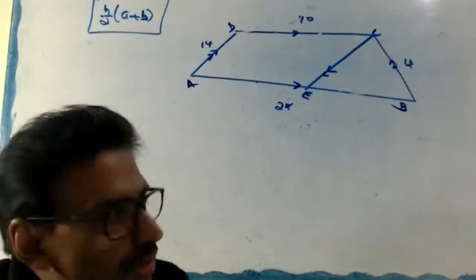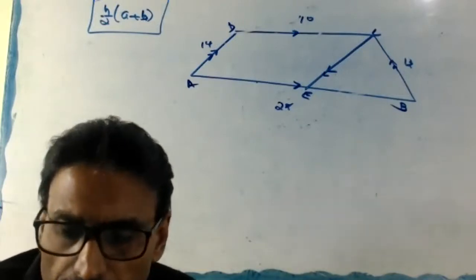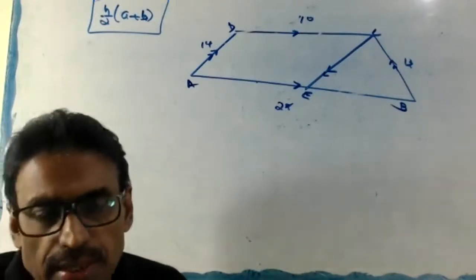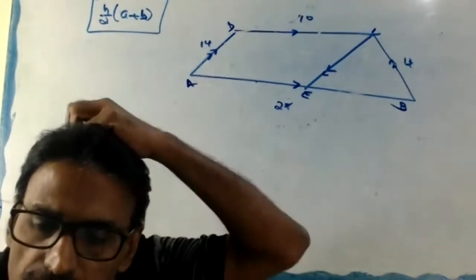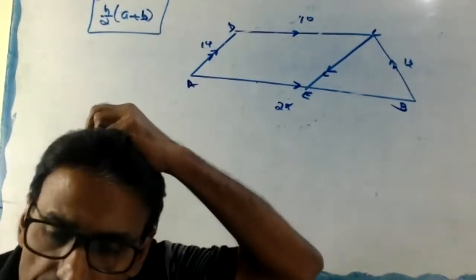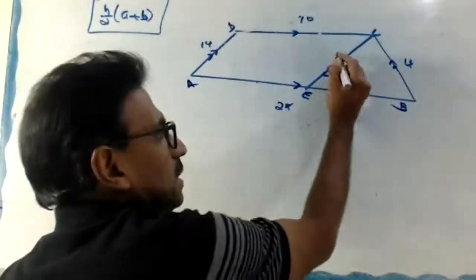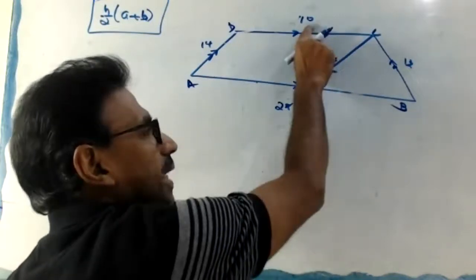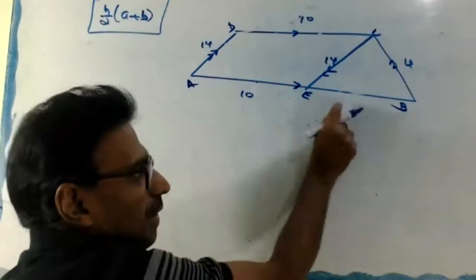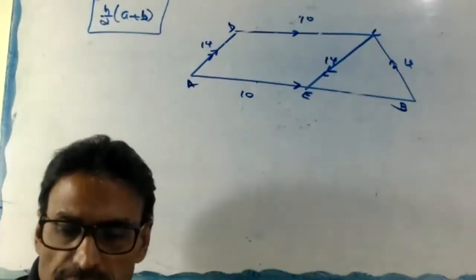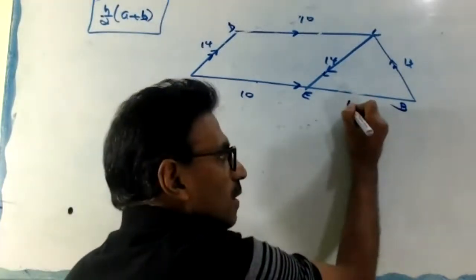In a quadrilateral, if opposite sides are parallel, it is called a parallelogram. In a parallelogram, opposite sides are equal. Correct or no? So that means here 14, this also 14. This is 10, this is also 10. Actually, the total length is 25. So how much is EB? 15. This is 15.